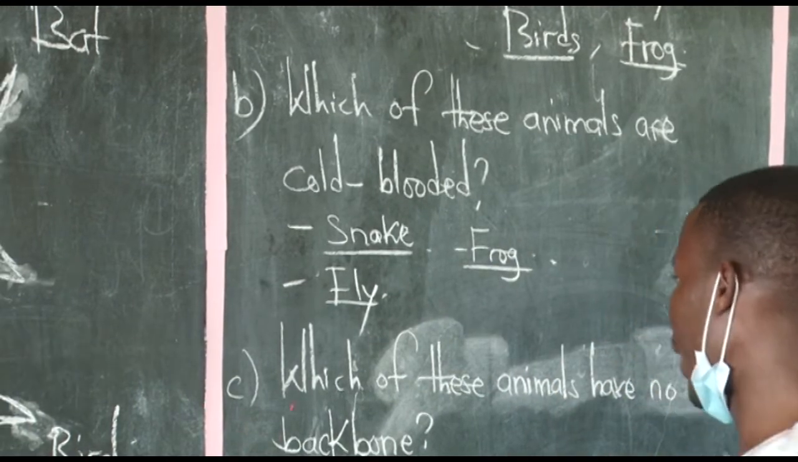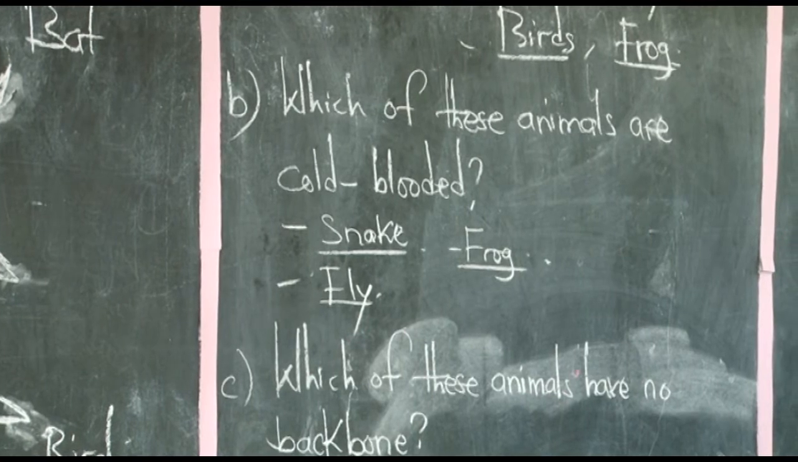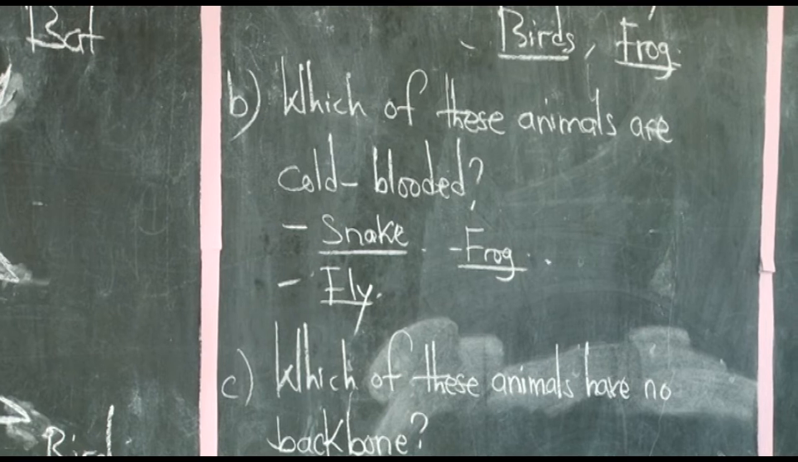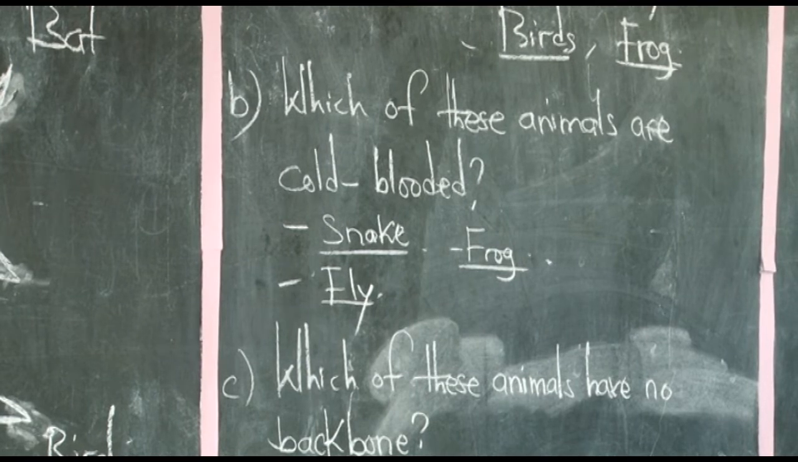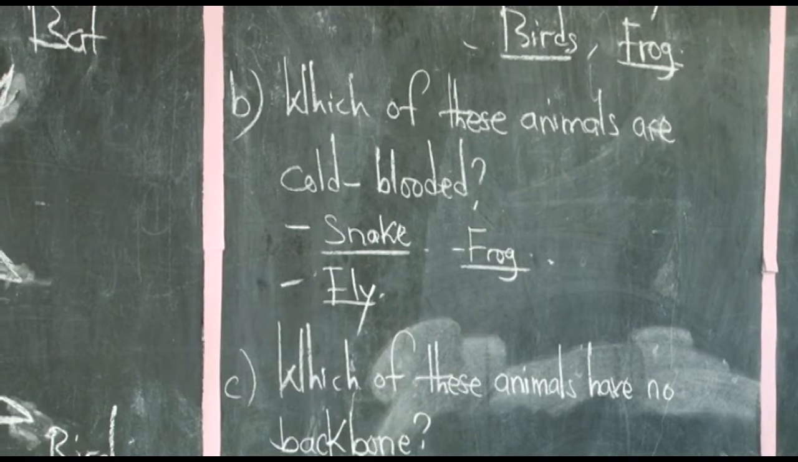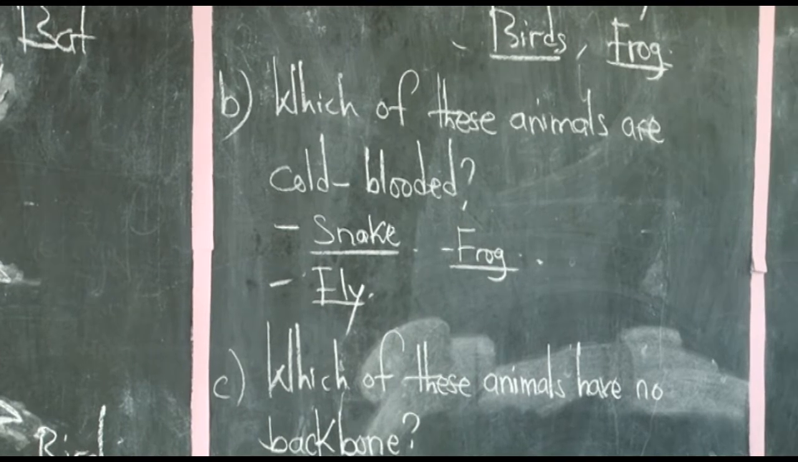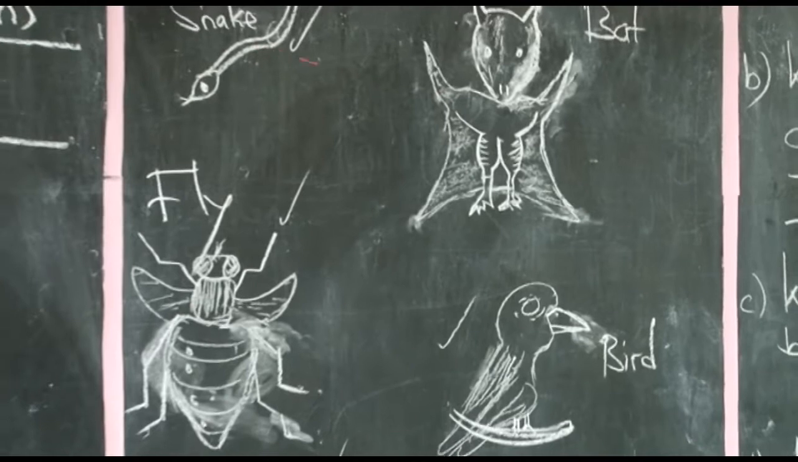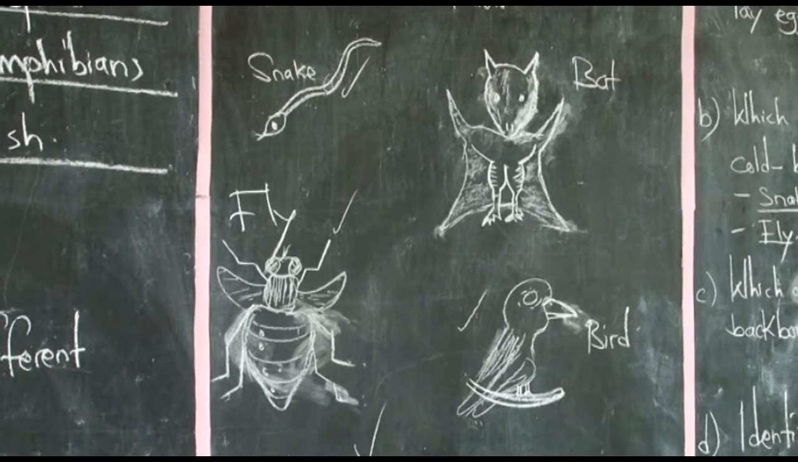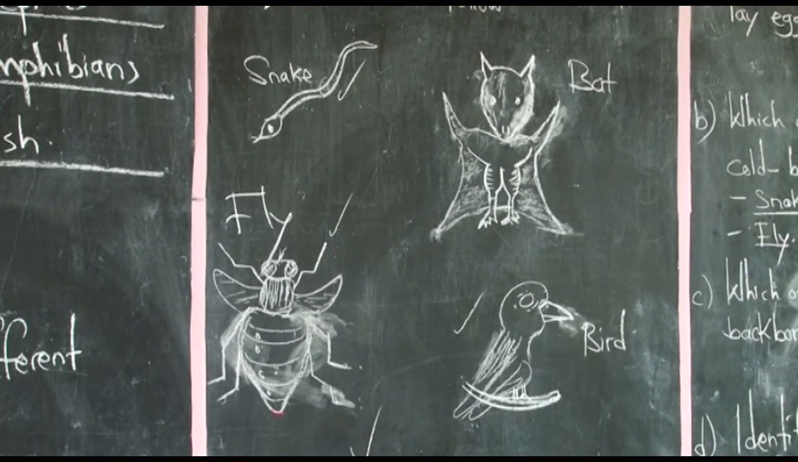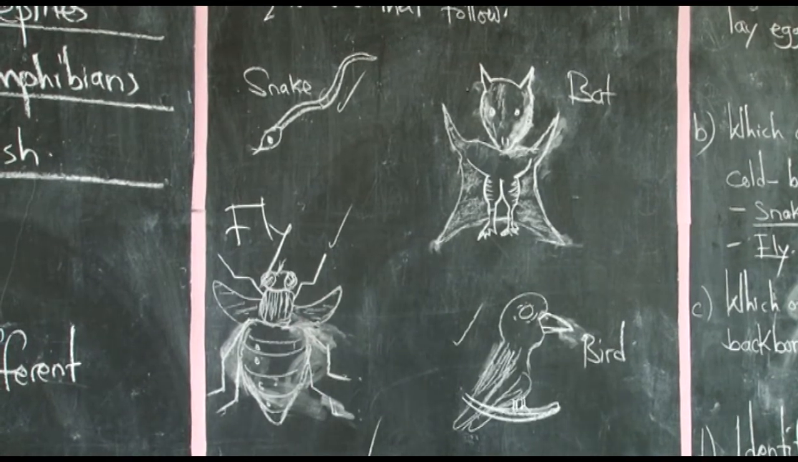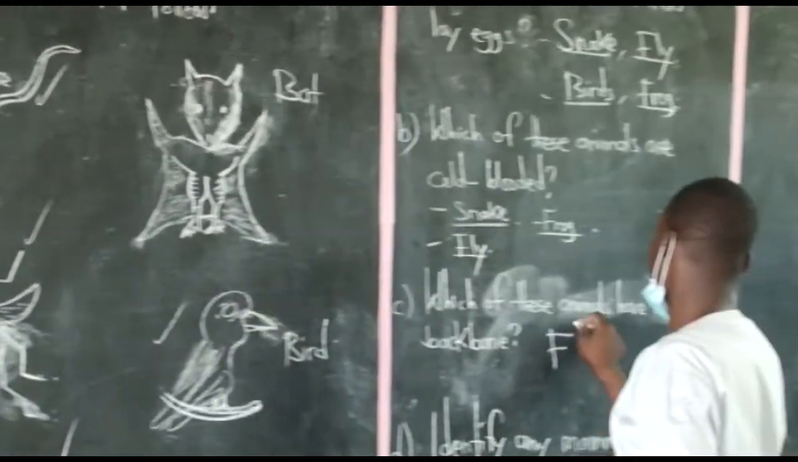Then part C, we asked, which of these animals have no backbone? Yes. If you check here, look at the snake, the bat, and the frog. These all have a backbone. But when you come to a fly here, a fly is an invertebrate, so it has no backbone. So you can say fly.